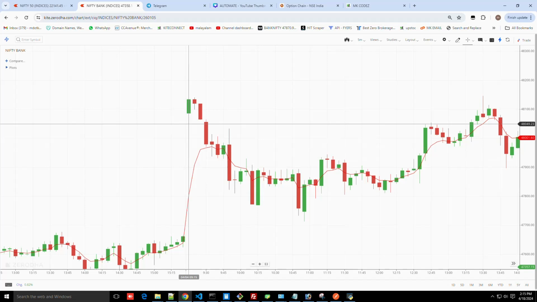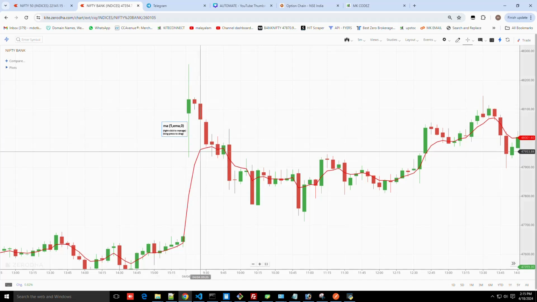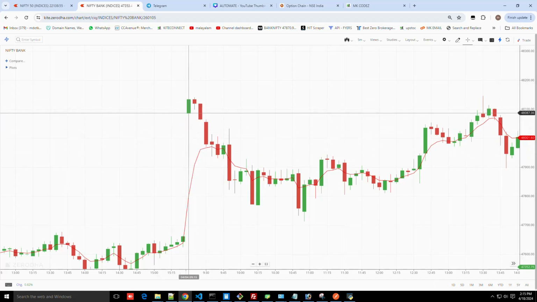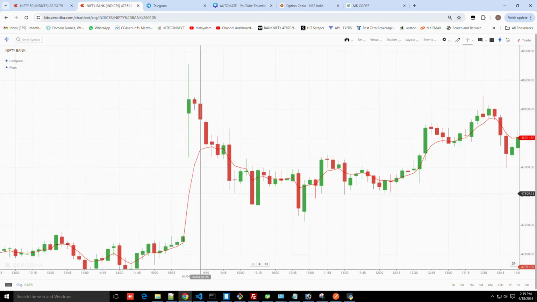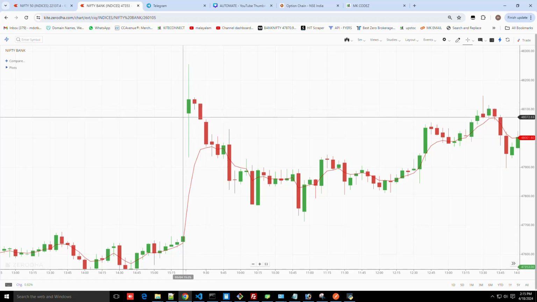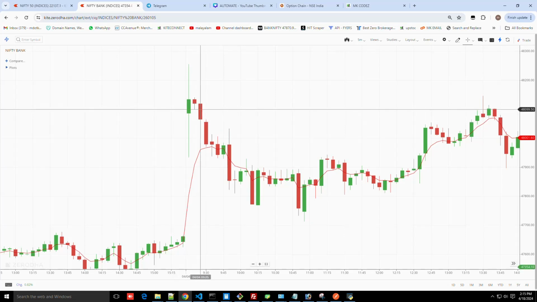For PE entry, the last candle should be closing above the 5 EMA and it should not touch the EMA, and the next candle should cross below the low of the previous candle. Then we will take the entry. Here we have an entry.